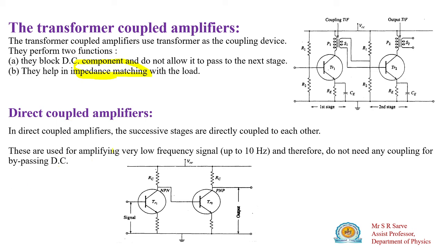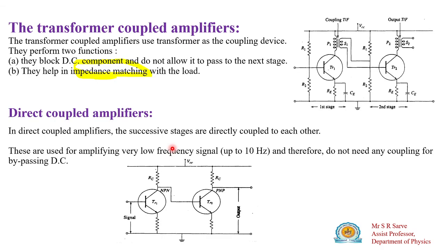And if you have to amplify a very low frequency signal, then we have to use direct coupled amplifiers. The output of the first stage is directly coupled to the input of the second stage. So this is known as your direct coupled amplifier, and these amplifiers are used to amplify low frequency signals.